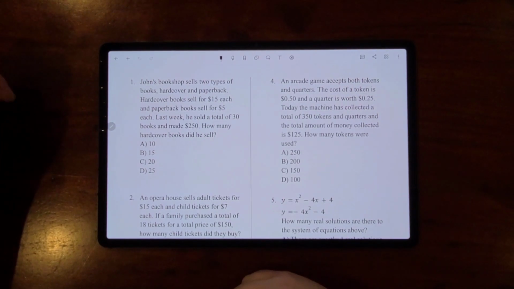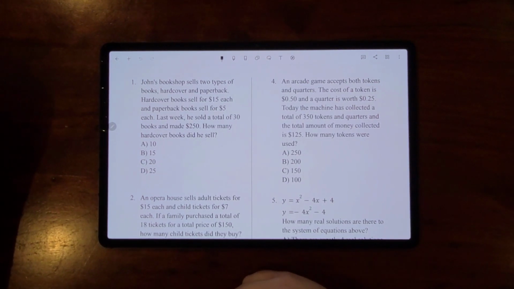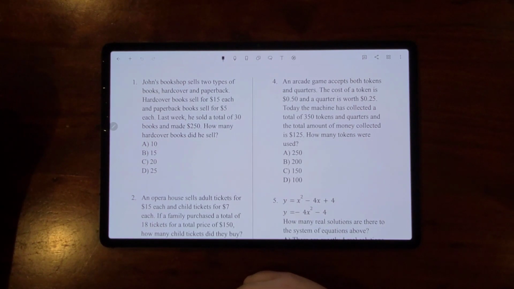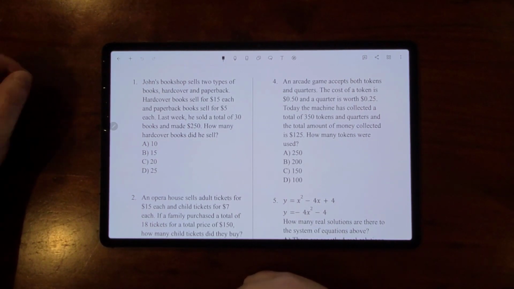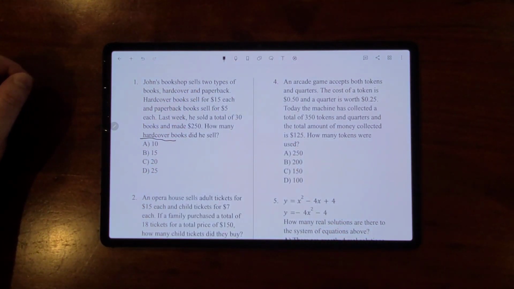John's bookshop sells 2 types of books, hardcover and paperback. Hardcover books sell for $15 each, and paperback books sell for $5 each. Last week, he sold a total of 30 books and made $250. How many hardcover books did he sell? So we want to know how many hardcover books he sold.